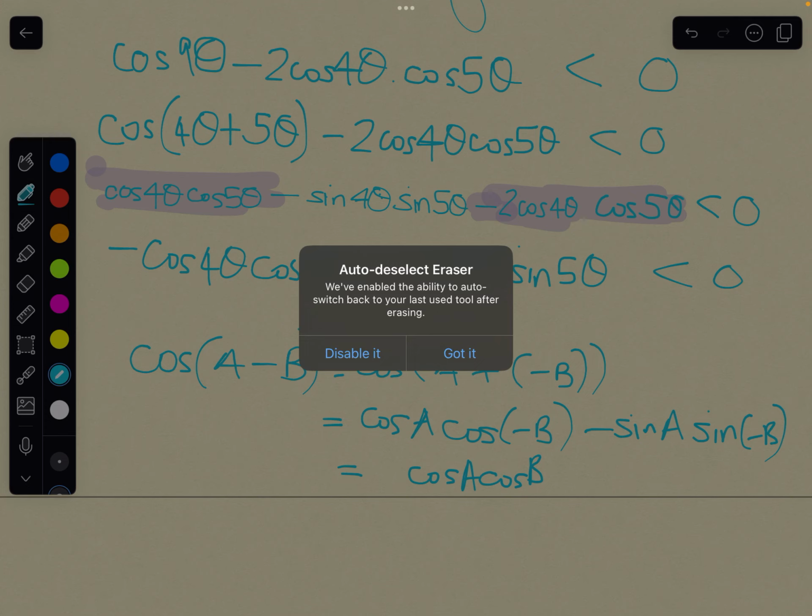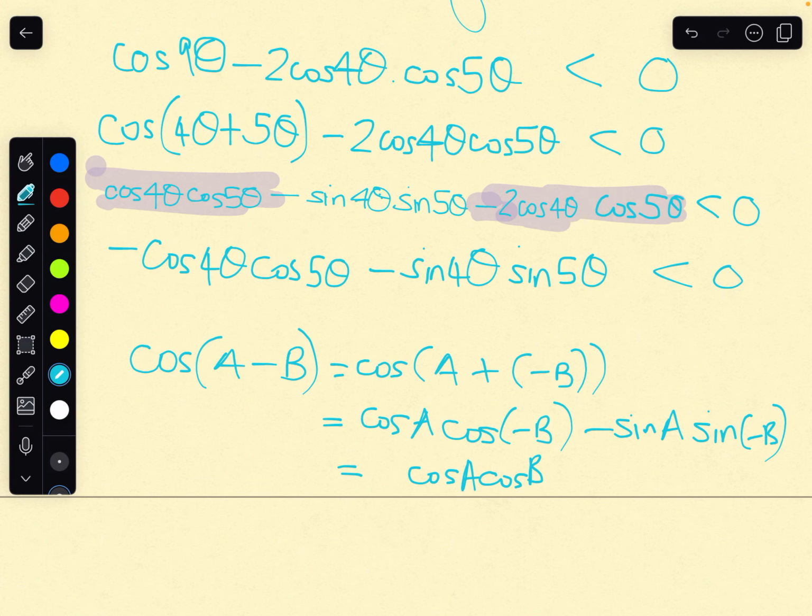Hey, we've enabled the ability to also switch back to your last used tool. Oh, that's nice. Thank you. That's actually very handy. Thank you. I love to see it when people are constantly improving their products.